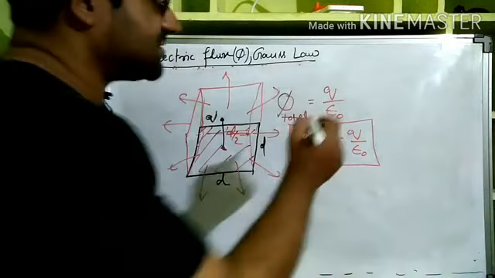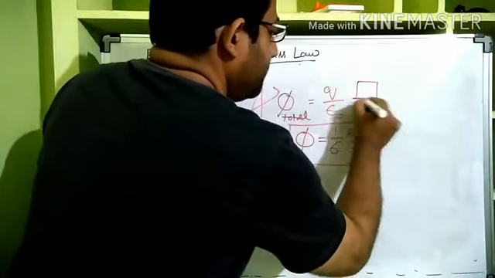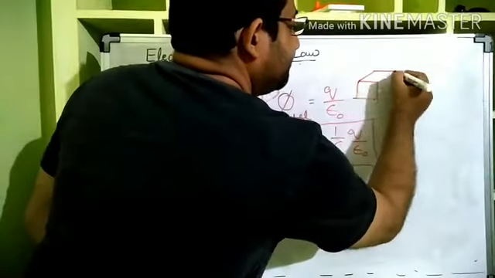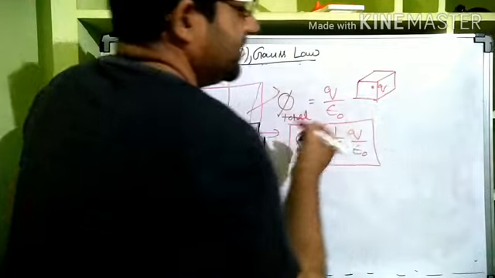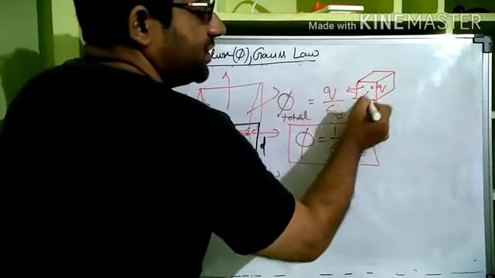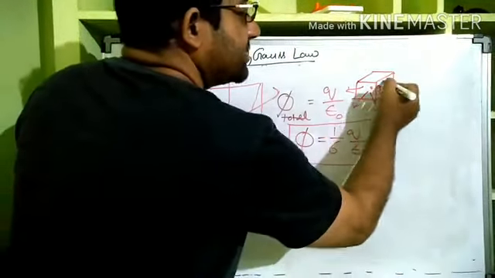I hope you understood the concept. See, I am making another cube. If it looks a little off, we can also make it better. So inside this, q is there. Now from the q, what is the number of field lines coming outside?